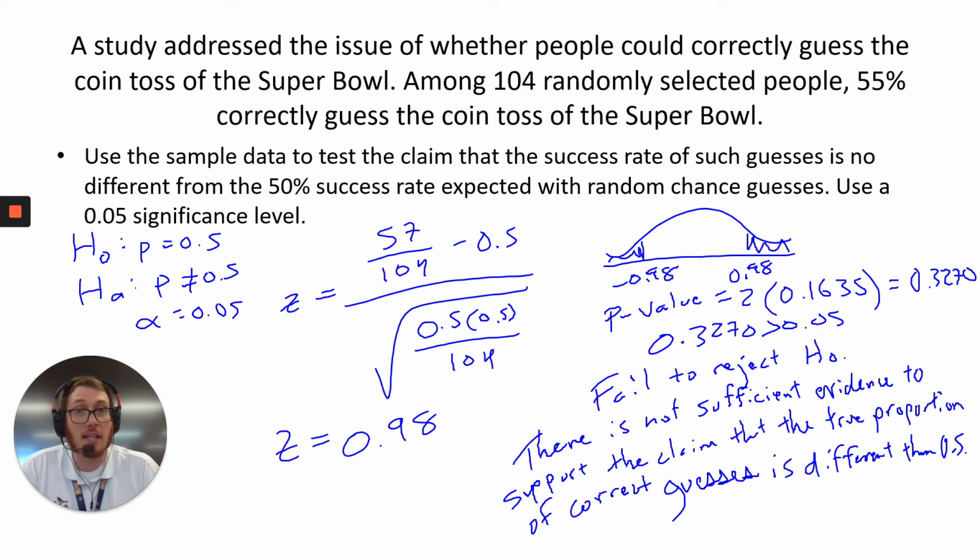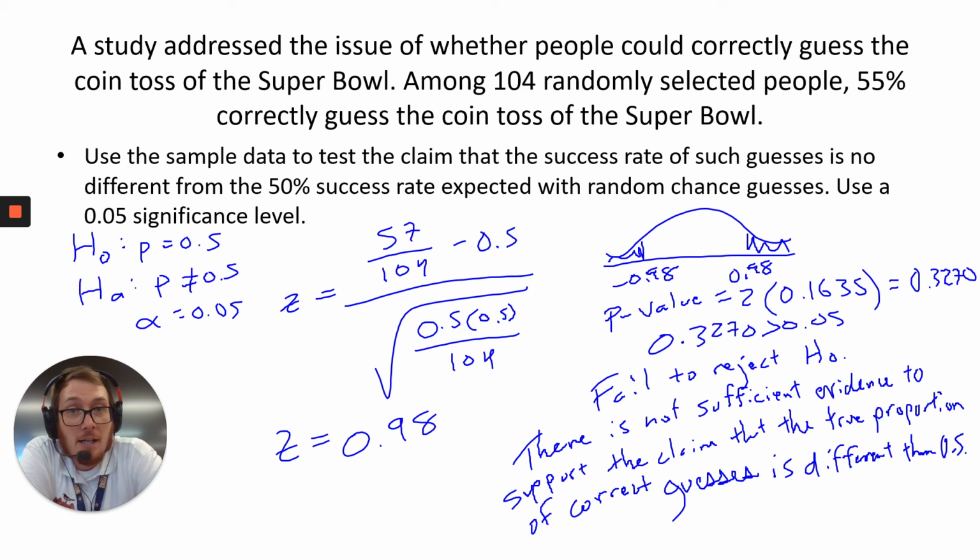I tend to just use the same wording and just put the word not. So, failed to reject the null, there's not sufficient evidence to support the claim that the true proportion of correctly guessing the coin toss is different than 0.5. There's also some wording in your book that says there's no way to warrant rejection of the initial information or the null hypothesis. Either way is okay. I tend to like using the same information multiple times, so I tend to go with the route of failing to reject the null and then not sufficient evidence to support the alternative.